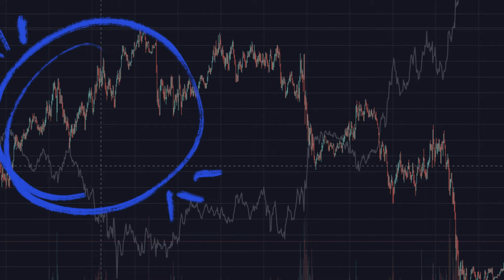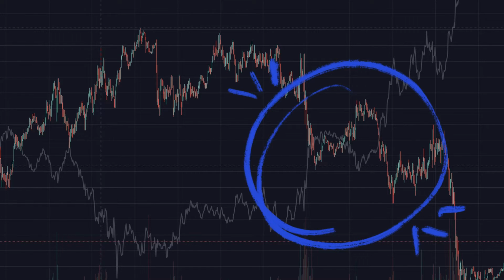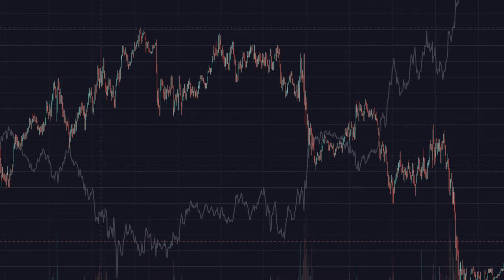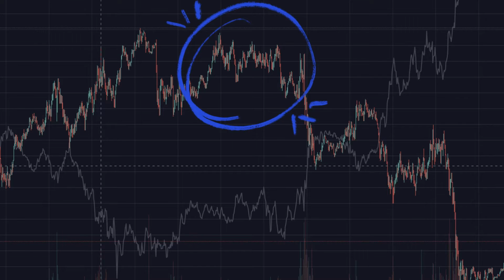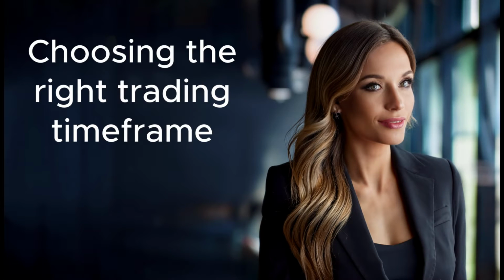Look for higher highs and higher lows in an uptrend and lower lows and lower highs in a downtrend. Consolidation is when the market is ranging without clear direction. Identifying these structures is the first step in your trading strategy.